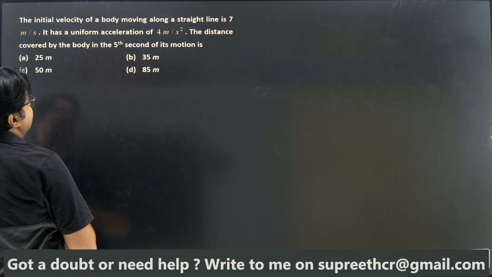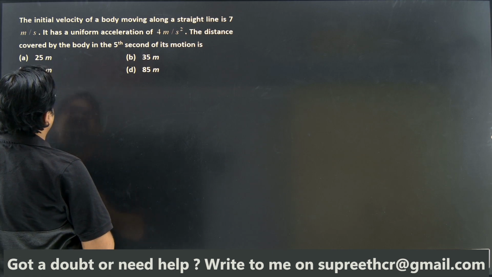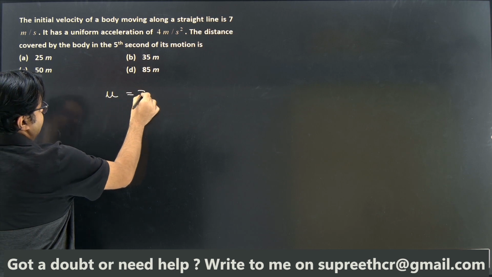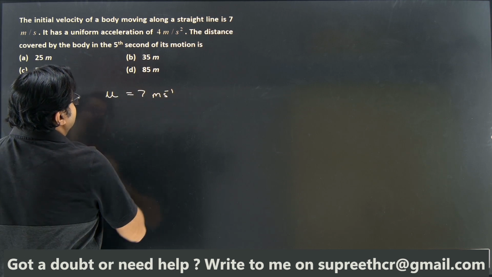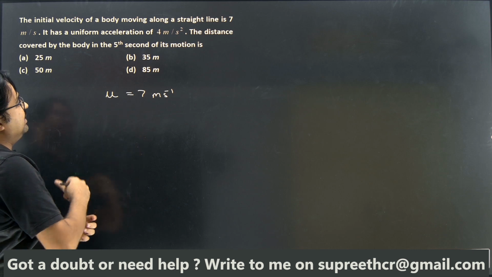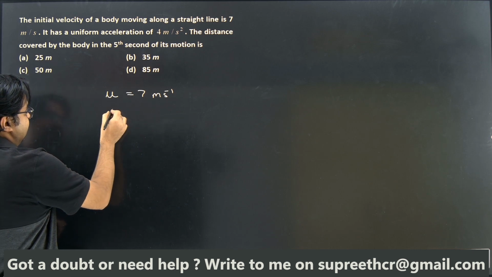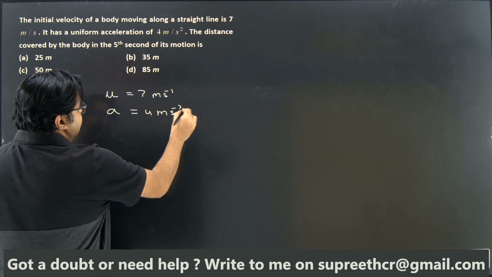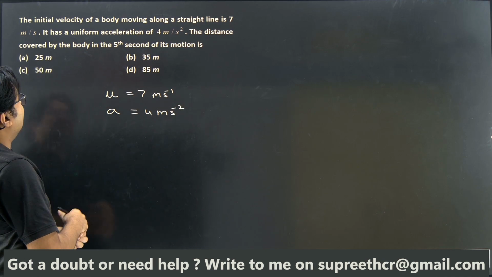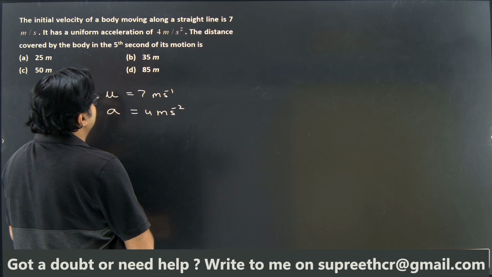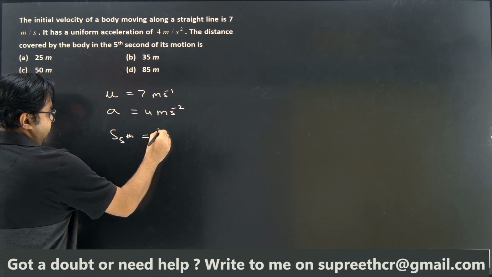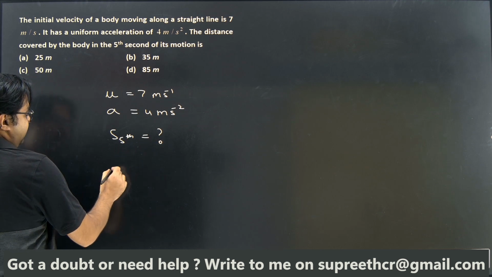The initial velocity of a body moving along a straight line is 7 meter per second. So the question very nicely supplies that u, my dear friends, is 7 meter per second. It has uniform acceleration of 4 meter per second square. So the acceleration is uniform, and that is 4 meter per second square. The distance covered by the body in the 5th second of its motion is, what is S fifth, is the question to us. I think it's quite simple.